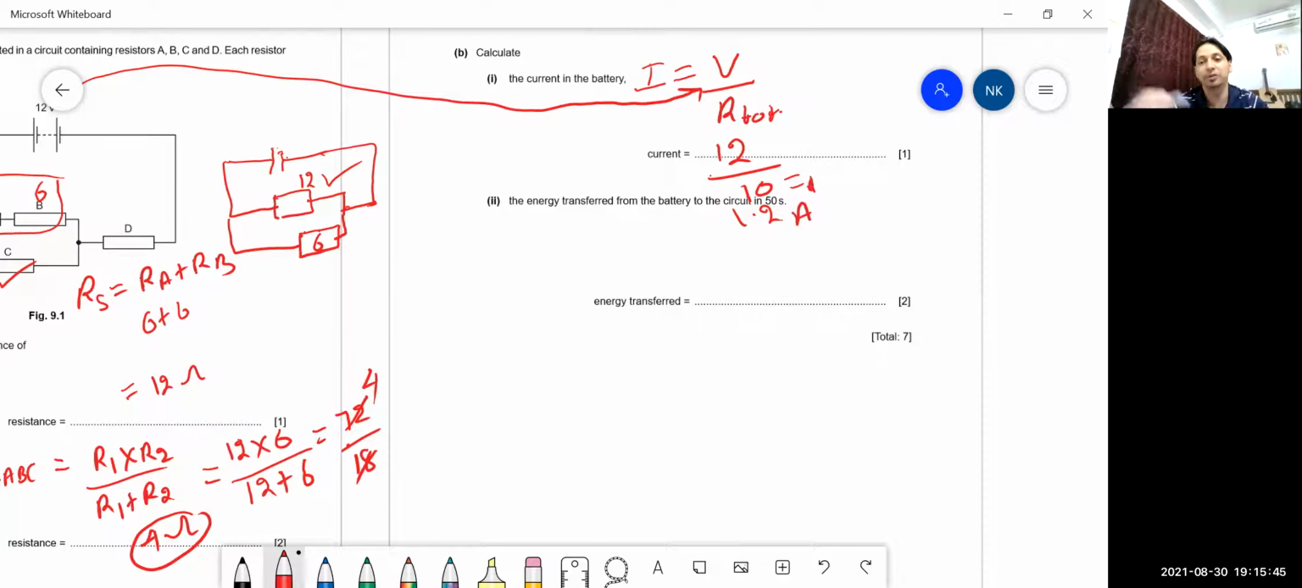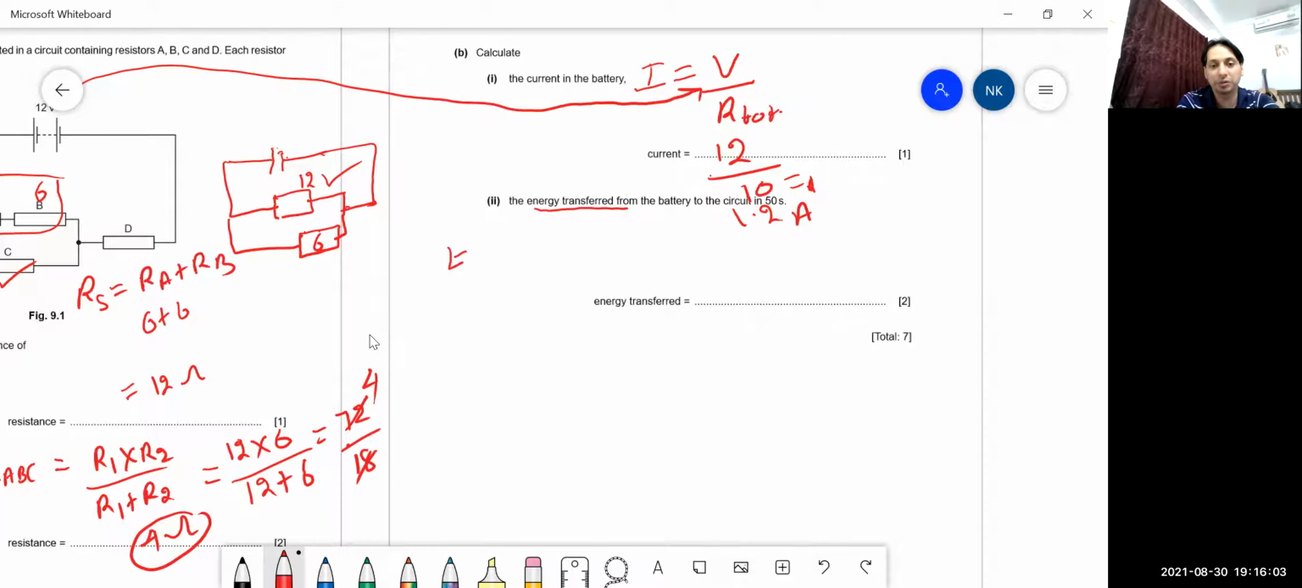Don't forget to write the unit. So this is the current produced by the battery. Now the last part is energy transferred from the battery in 50 seconds. Energy transfer, children, is basically based on the power topic, and for that you have to remember the equation.